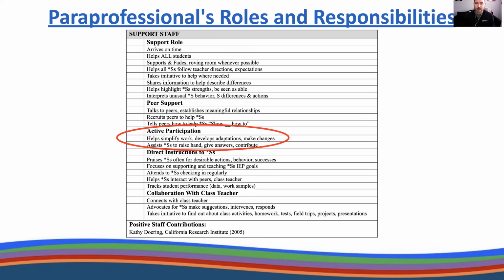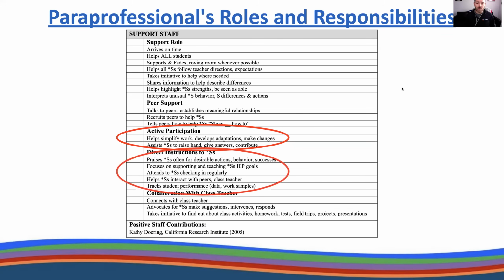And that's going to be helping you to simplify work, develop adaptations or modifications, and make changes to the content that is handed out in class. You're going to assist students with disabilities to raise their hand, give answers, and contribute. And you're going to be thinking about how to make modifications so that the students have more access.